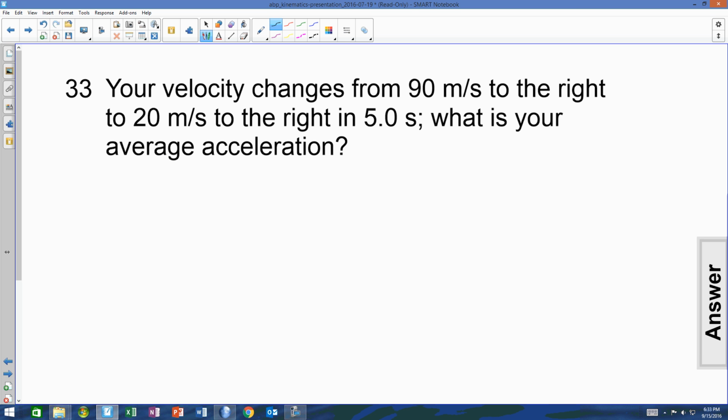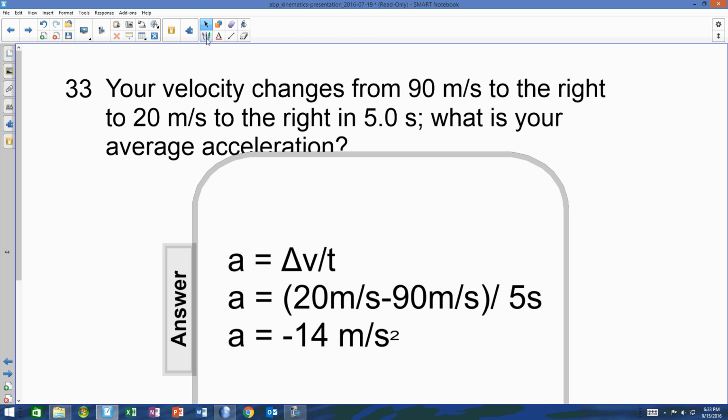Your velocity changes from 90 meters per second to the right to 20 meters per second to the right in 5 seconds. What is your average acceleration? Okay, so let's go ahead and take a look at the solution. We end up with a is delta v over delta t, which is going to be 20 meters per second i hat minus 90 meters per second i hat divided by 5 seconds. This ends up giving us negative 14 meters per second squared i hat.